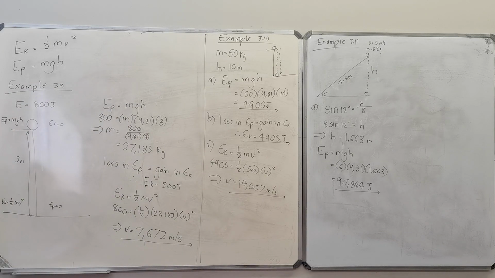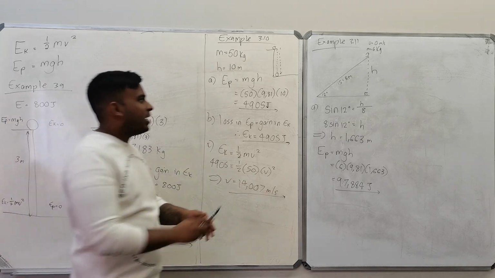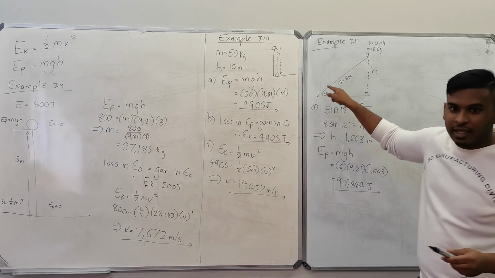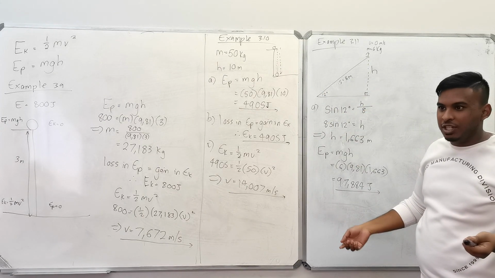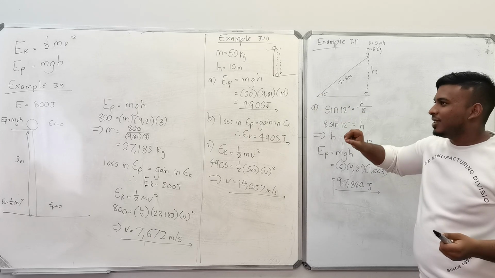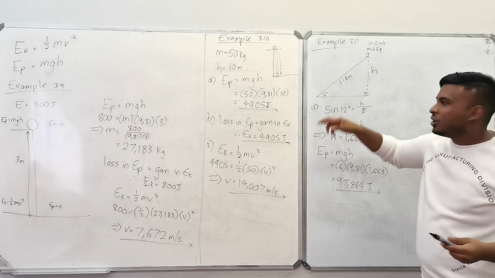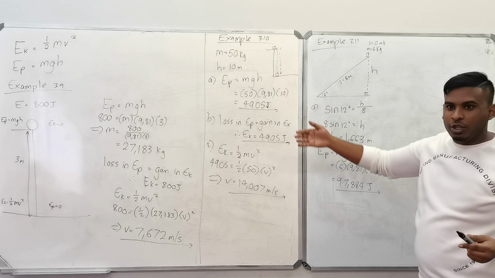Okay? Next question, they asked you to calculate the kinetic energy. Calculate the ball's velocity after 8 meters. After 8 meters, remember, 8 meters is the displacement of this ball, right? So after 8 meters, if you want to work out the velocity, you would have to use your kinetic energy formula.